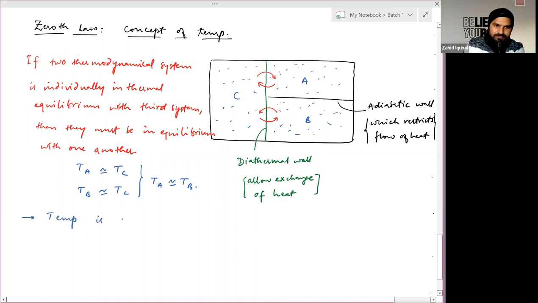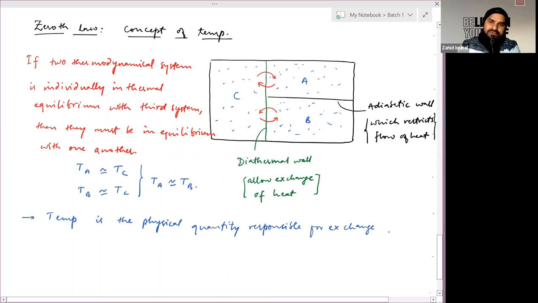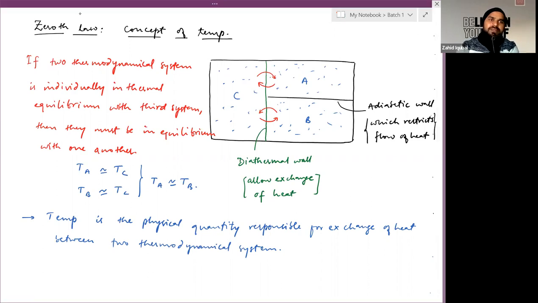Temperature is the physical quantity responsible for exchange of heat between two thermodynamical systems. That's why the Zeroth Law is called, or simply it is responsible to define the concept of temperature.